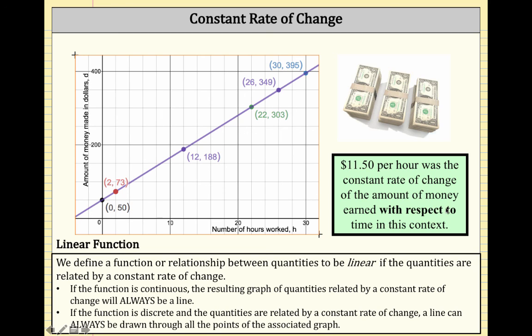So when you see "with respect to" in math, whatever quantity is referred to before the "with respect to" is going to be your output, and whatever quantity comes after the words "with respect to" is the input. And that's why you'll see the amount of money with respect to time in this context.